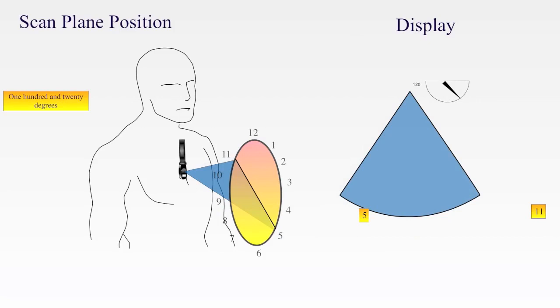At an omniplane angle of 120 degrees, the plane would exist between 5 and 11 on the clock face. On the display, 5 would be to the left and 11 to the right. The omniplane angle of 120 degrees would place the dial at a 120-degree angle, 1/3 of the way between 90 and 180 degrees.